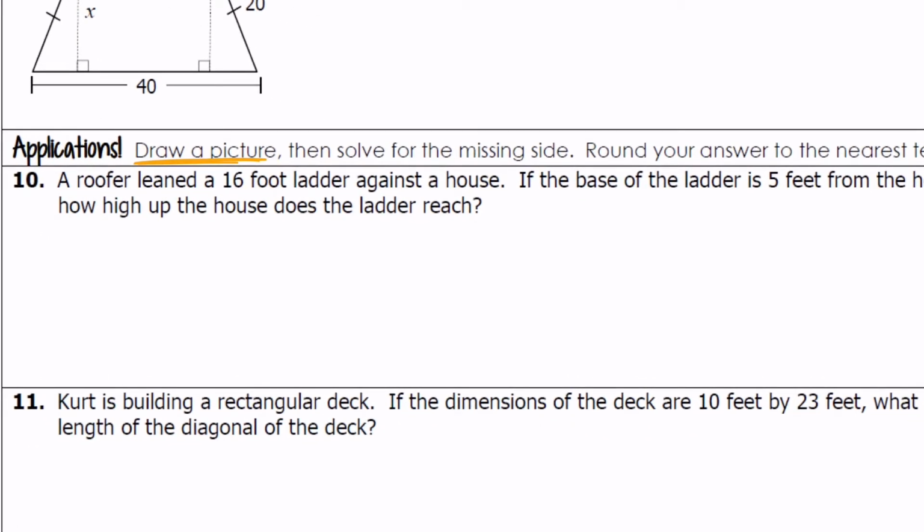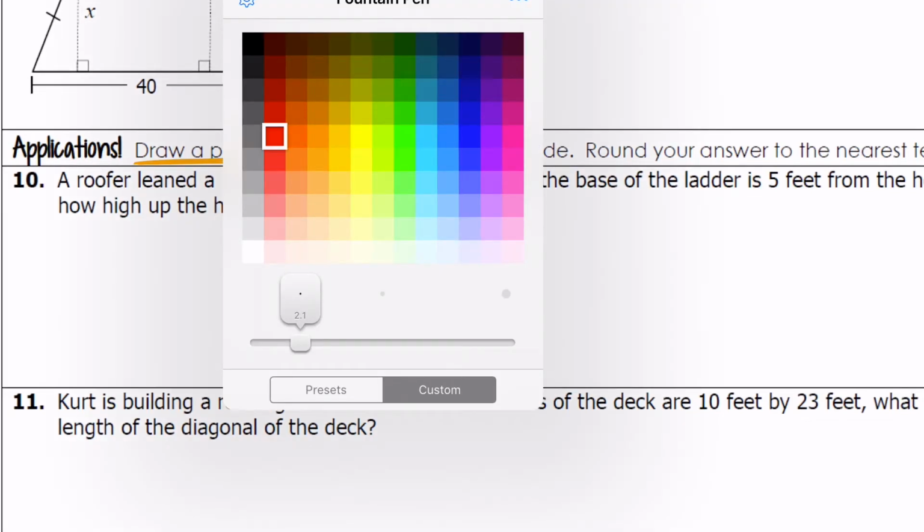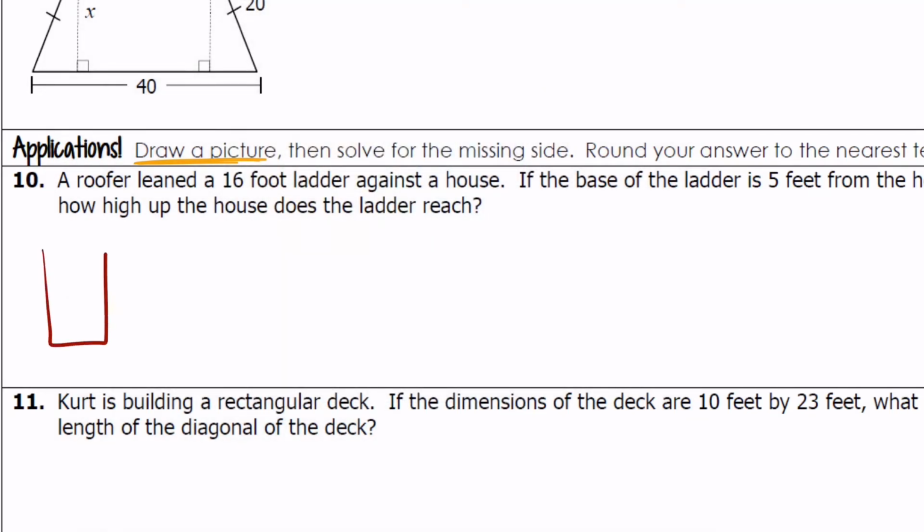A roofer leaned a 16-foot ladder against a house. All right, so that's going to tell me what I need to draw. So, I need to have a house. Remember, I'm not an artist. I'm a math teacher. All right, here's my house. And I have my roofer that leaned, wow, epic fail. Leaned the ladder. Looks more like a slip and slide, or like a water slide. But it's a ladder. A ladder against the side of a house. So the ladder is 16 feet.